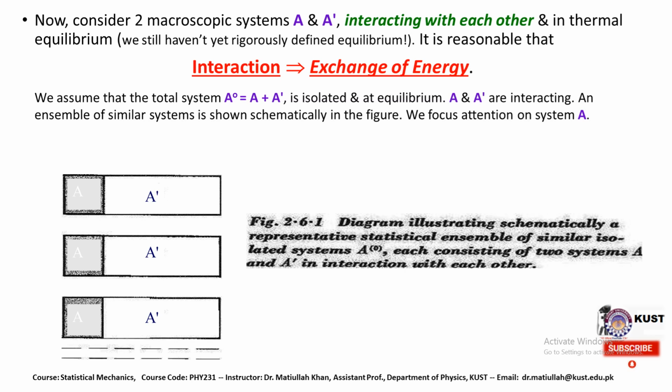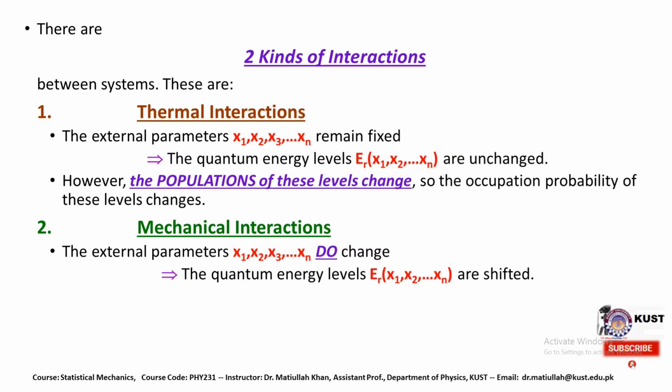So we assume that the total system energy A0 is equal to A plus A dash, that is, the combined system is isolated at equilibrium, and A and A dash are interacting. A similar system is shown schematically in the figure. We focus the attention on system A, which is interacting with A dash.